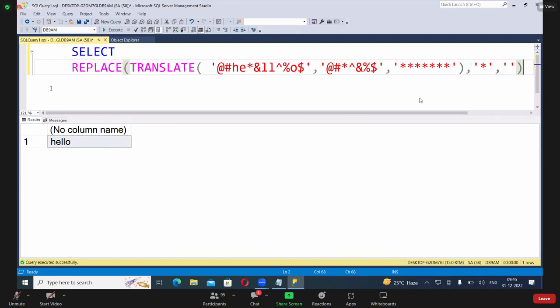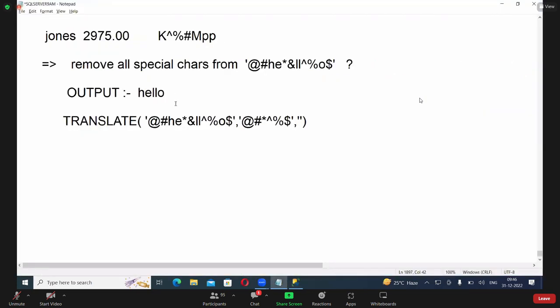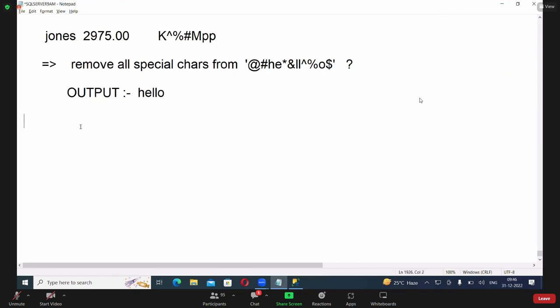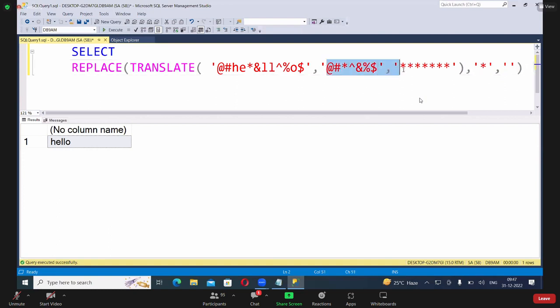So in case of the translate function, what is the first step? Here it is filled with different characters, bars. Then what do you do first? First, translate all the special characters to one special character. Then, wherever star is there, replace star with what? Null. So this is the output: hello.